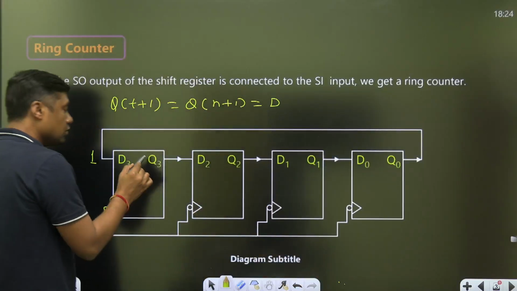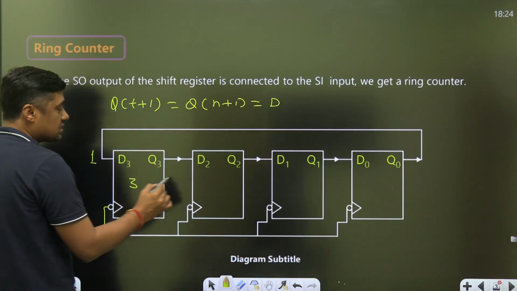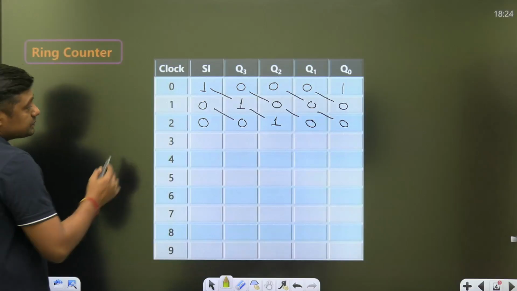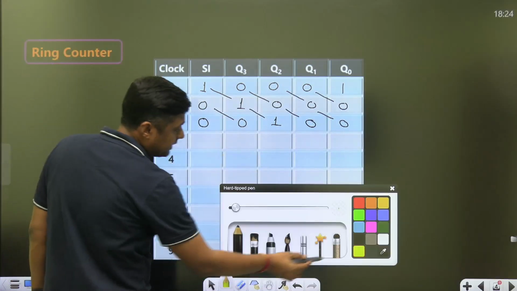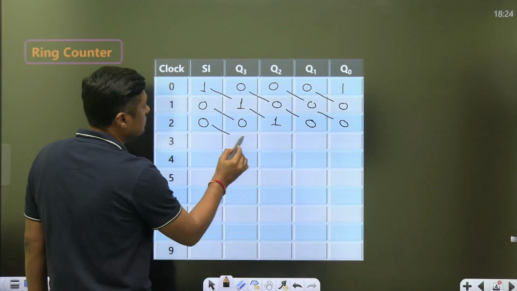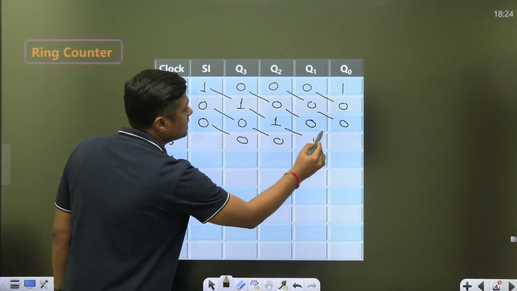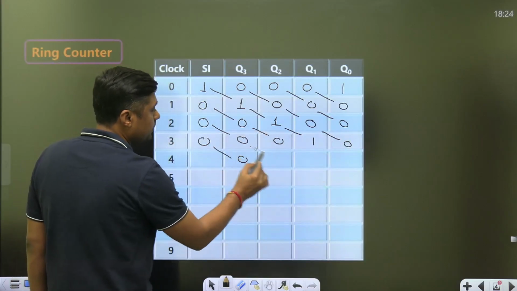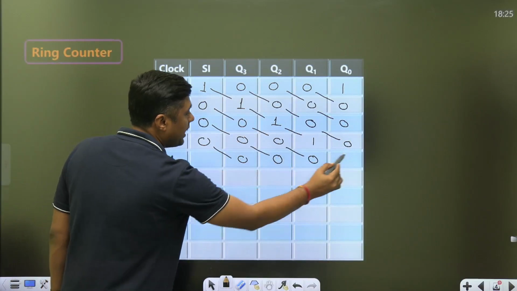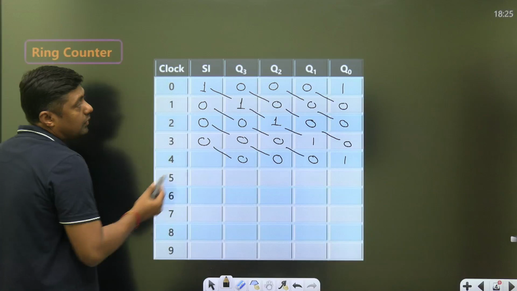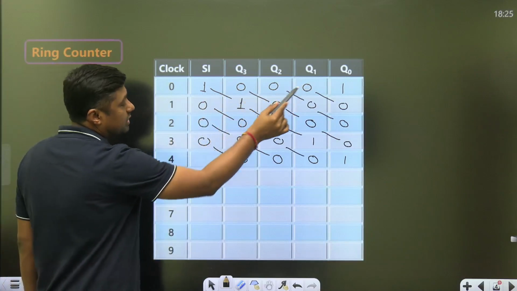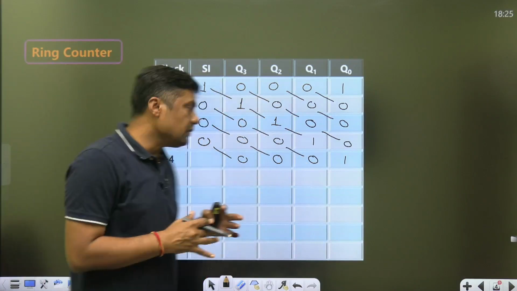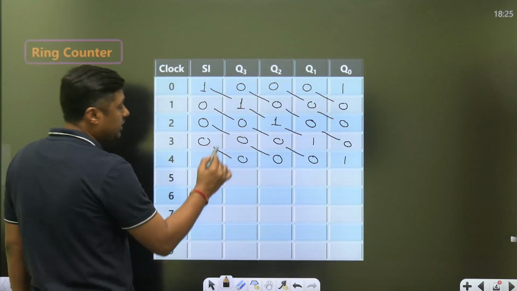Q3 is given, so you can write like this: third, second, first, and 0, and so on. Then this 0 is shifted here, this 0 here, this 1 here, that 0 here. Again, this will become input 0, 0, 0, and 1. Now, we started with 0, 0, 0, 1, and again it is 0, 0, 0, 1. So there is repetition. After the fourth clock pulse, there will be repetition.